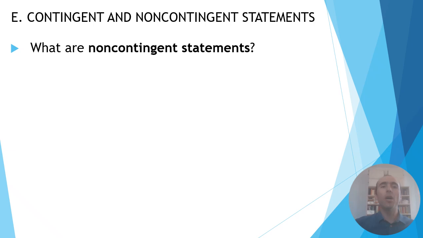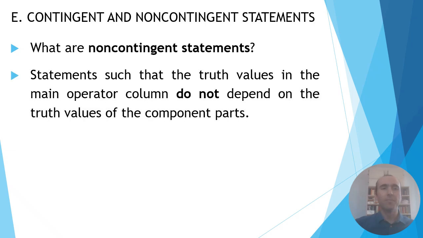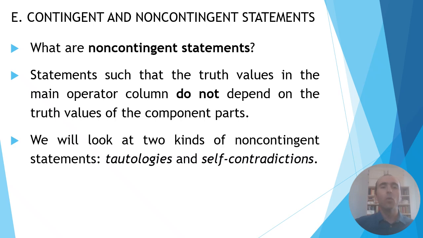Now, what are non-contingent statements? They are statements such that the truth values in the main operator column do not depend on the truth values of the component parts. We will look at two kinds of non-contingent statements: tautologies, that are always true, and self-contradictions, that are always false.